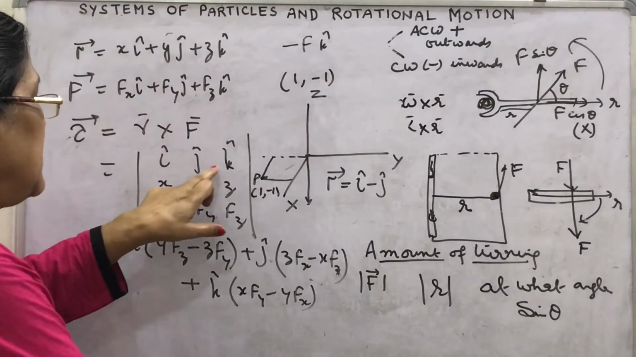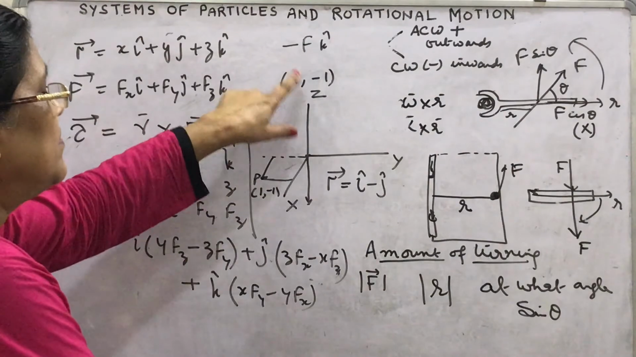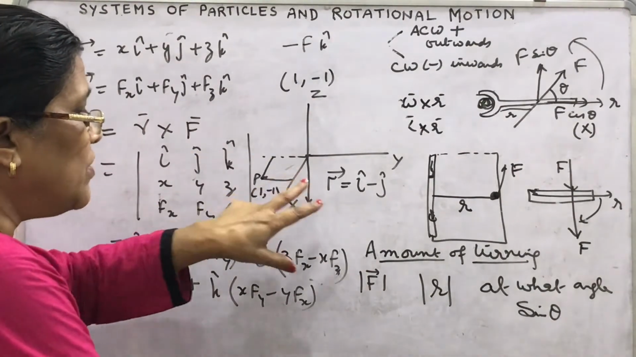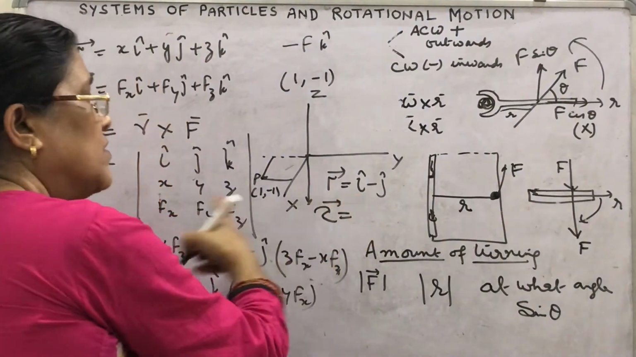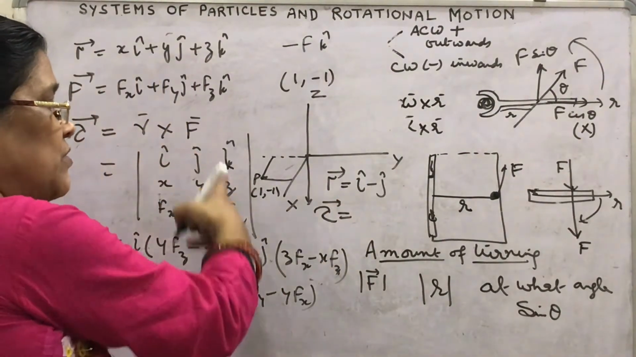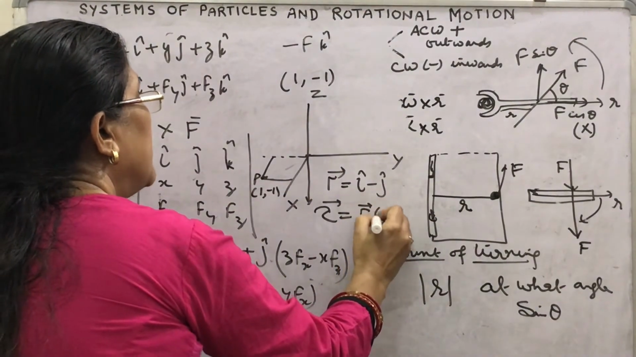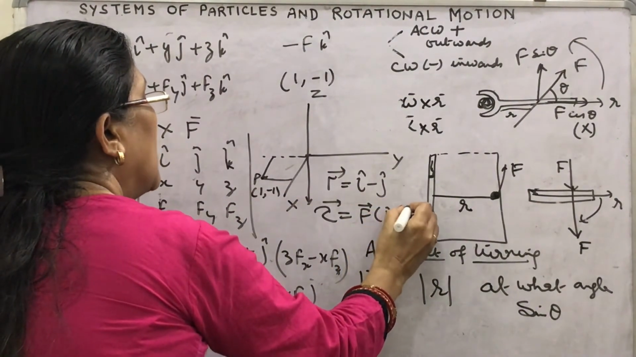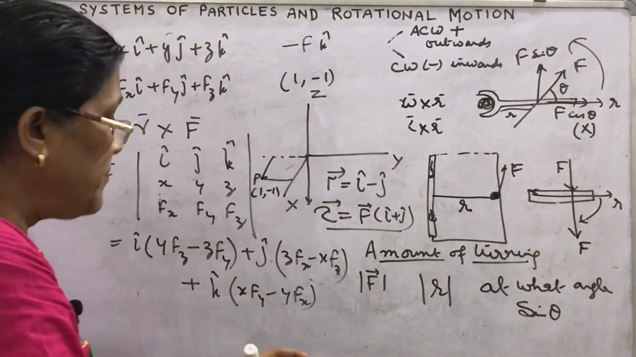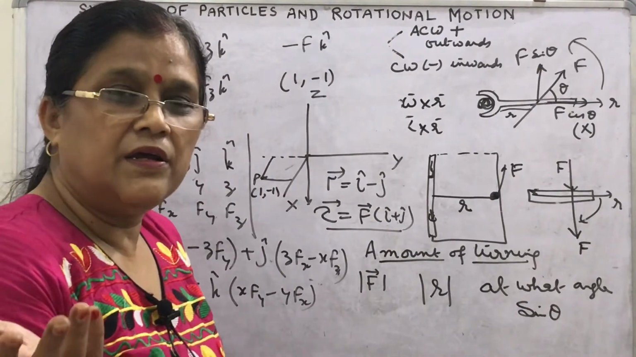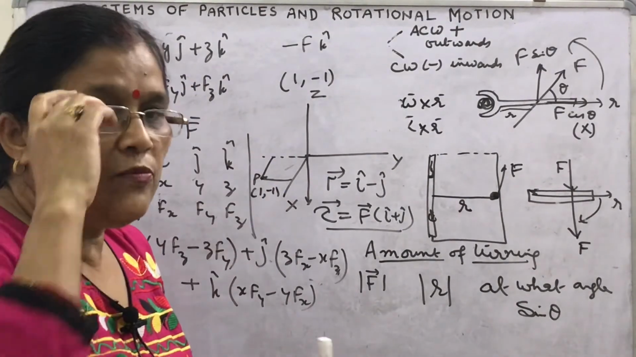Put here i, j, k, and here x, y, z and Fx, Fy, Fz. You will find the answer. You know what the torque will be: R cross F. By this formula, you will find this will be F(i plus j). You can check with this relation. So in this way the torque is calculated.